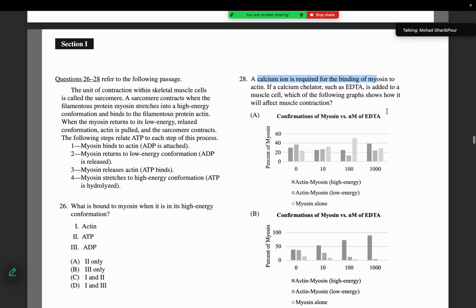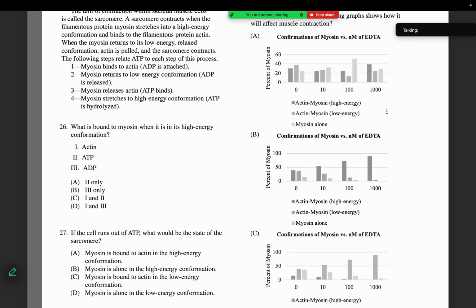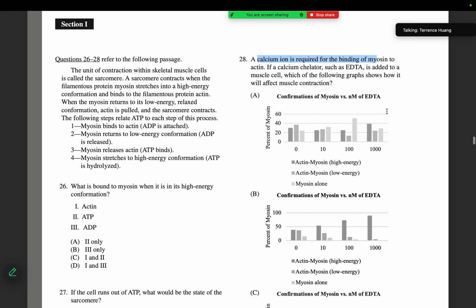Only one answer here makes sense, guys. I got it right, but now that I'm reading back the question, I'm low-key getting dizzy. Okay, so it says over here that calcium ion is required for the binding of myosin to actin. Okay? If a calcium chelator, do you guys know what this is?